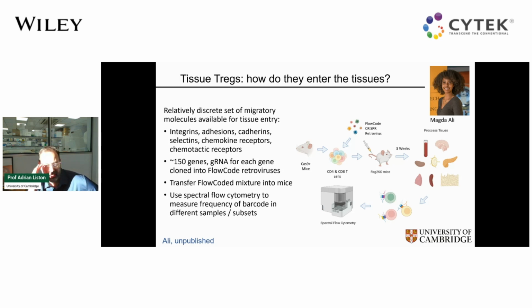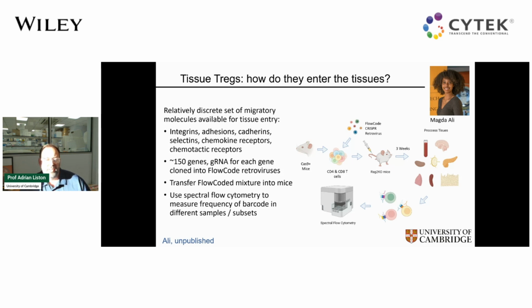Now, there's a relatively discrete set of migration molecules that are available for the tissue entry. There are integrins, adhesions, cohesions, selectins, chemokine receptors, kinetic receptors, and so forth. But all up, that's maybe 150 genes. And so what we could do is clone the guide RNAs from each of those genes into a flow code retrovirus and use Cas9 to knock out each of those 150 genes, and in a mixture of cells.